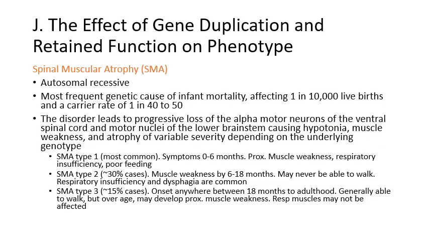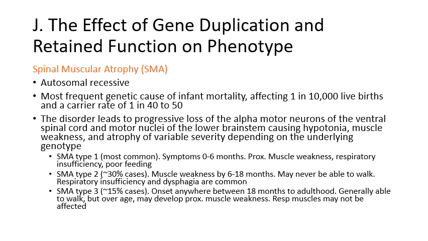So the effect of gene duplication and retained function on phenotype. Spinal muscular atrophy is an example here. It is an autosomal recessive condition. It's the most frequent genetic cause of infant mortality, affecting 1 in 10,000 live births, and a carrier rate of 1 in 40 to 50. So it's not too uncommon.